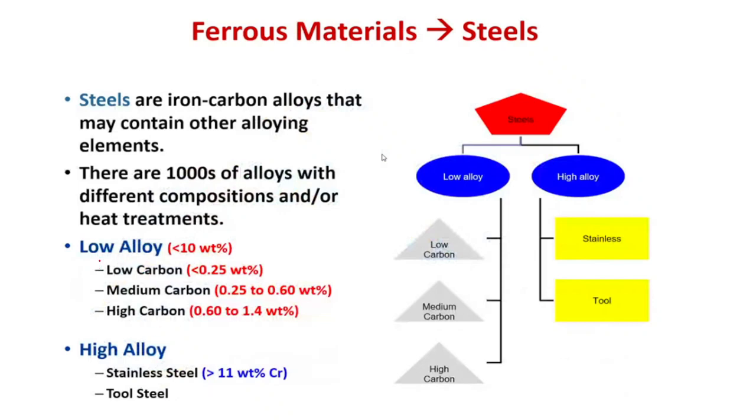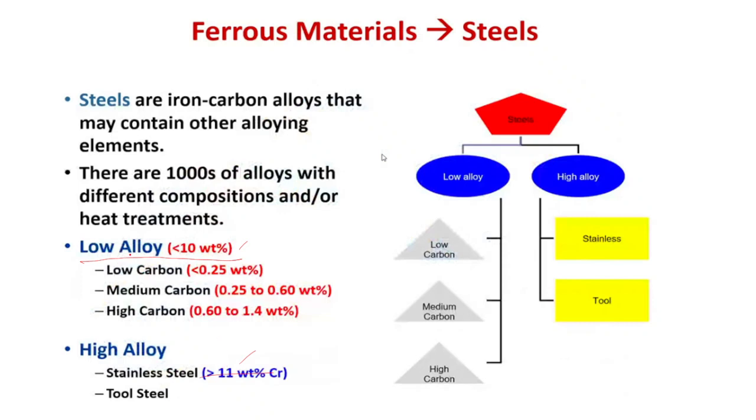Low alloy steel must have less than 10 weight percentage of alloy. Only then can it be considered a low alloy steel. But high alloy means greater than 11 weight percentage of alloy. So that is the high alloy steel.